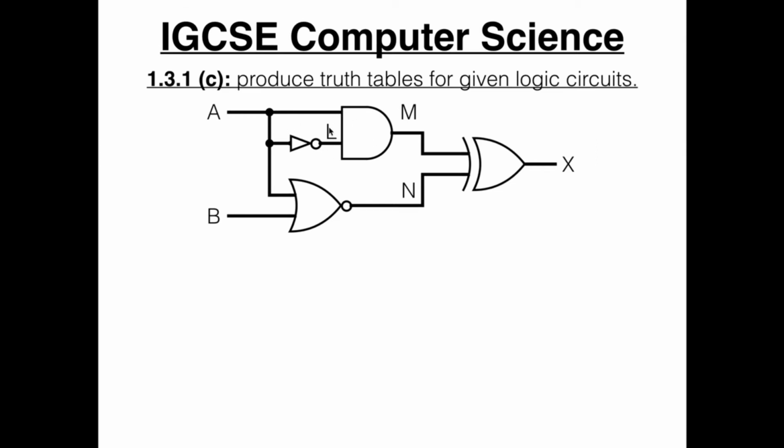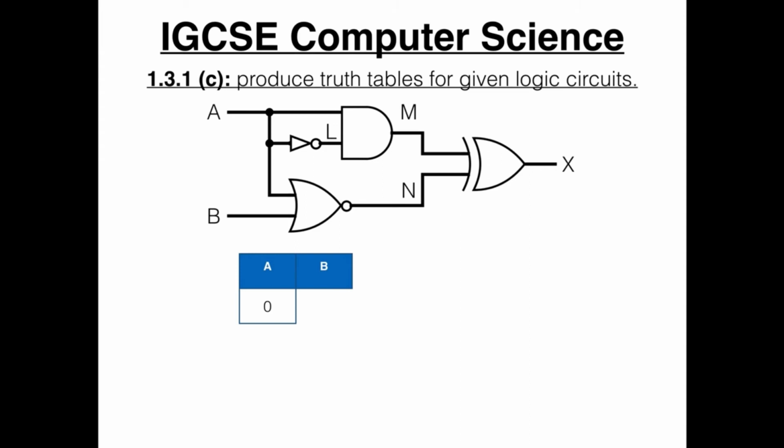So basically L is NOT A, M is A AND L, and N is A NOR B. And then of course X is M XOR N. So we'll look at that in a truth table right now.